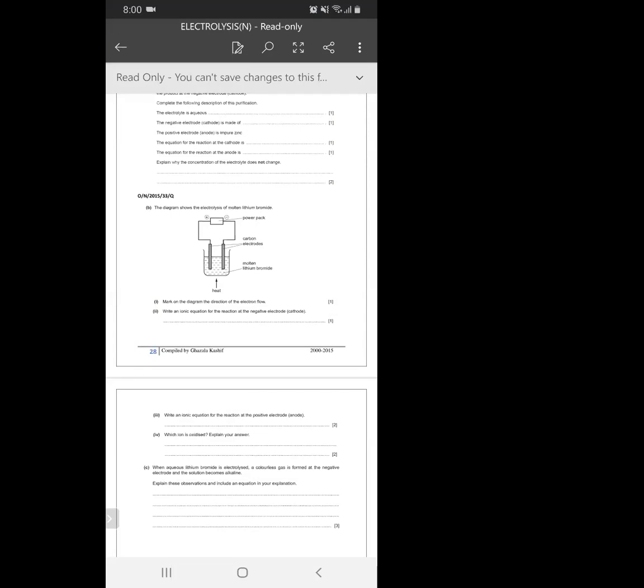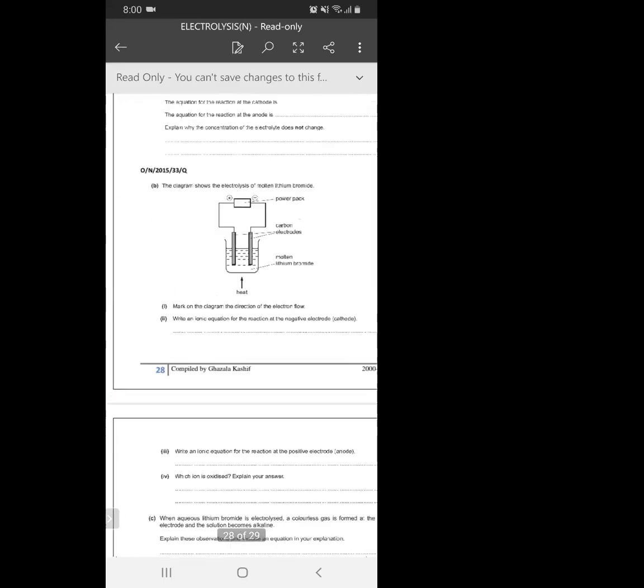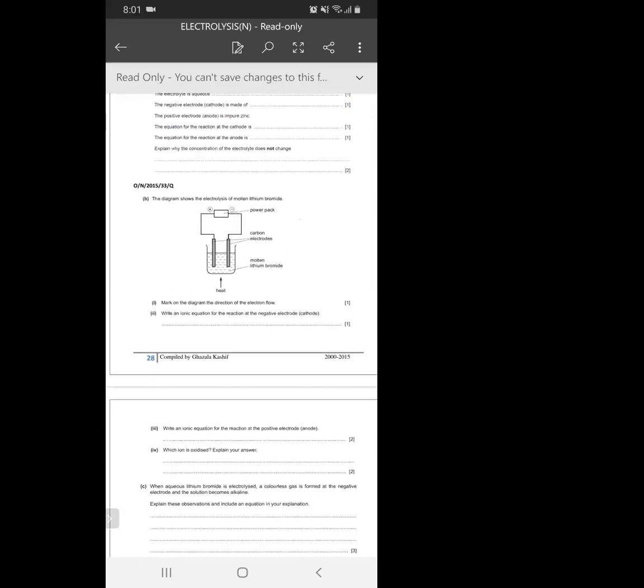The diagram shows the electrolysis of molten lithium bromide. If you have these questions printed out in front of you, it's great. But for those who don't have, they can refer to my screen. The diagram is simple. They have a power supply with the positive and the negative terminal and the electrodes within the molten lithium bromide, with the heat at the bottom, because of course it's molten. Now mark on the diagram the direction of the electron flow.